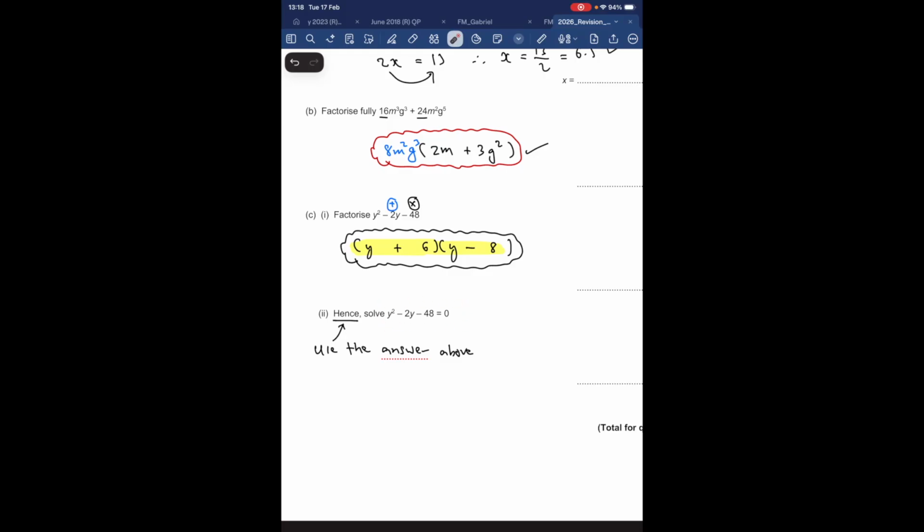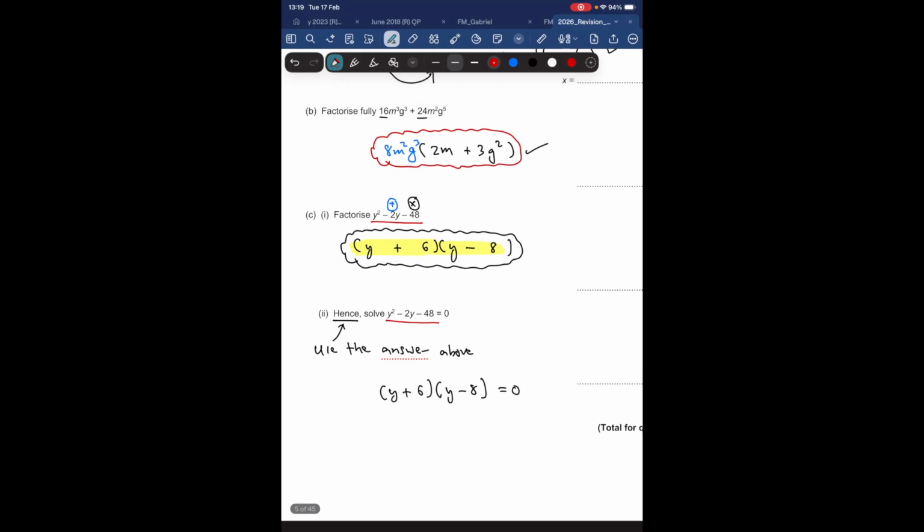So the first thing to do is to use the factorized answer from part 1 and replace the left-hand side here with the double bracket. So the left-hand side can now be written as (y + 6)(y - 8) = 0. So it's just recognizing that this is exactly the same as what we factorized in part 1.